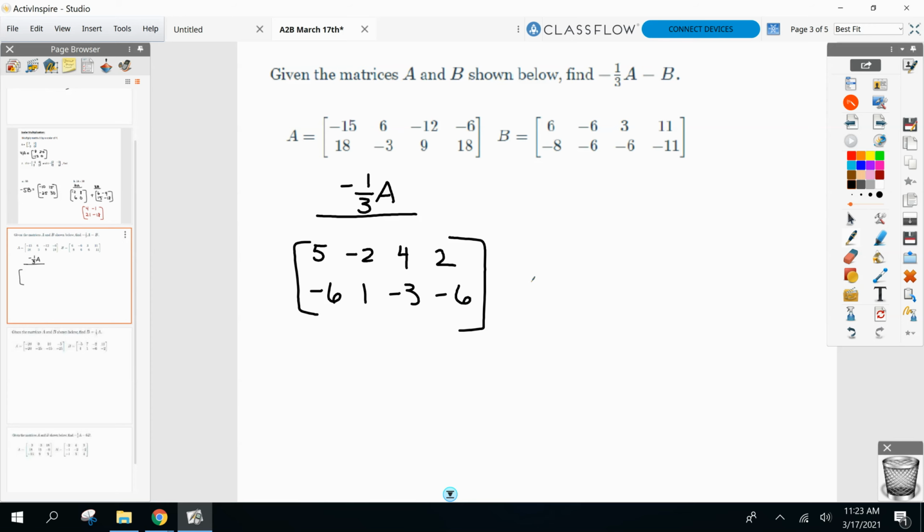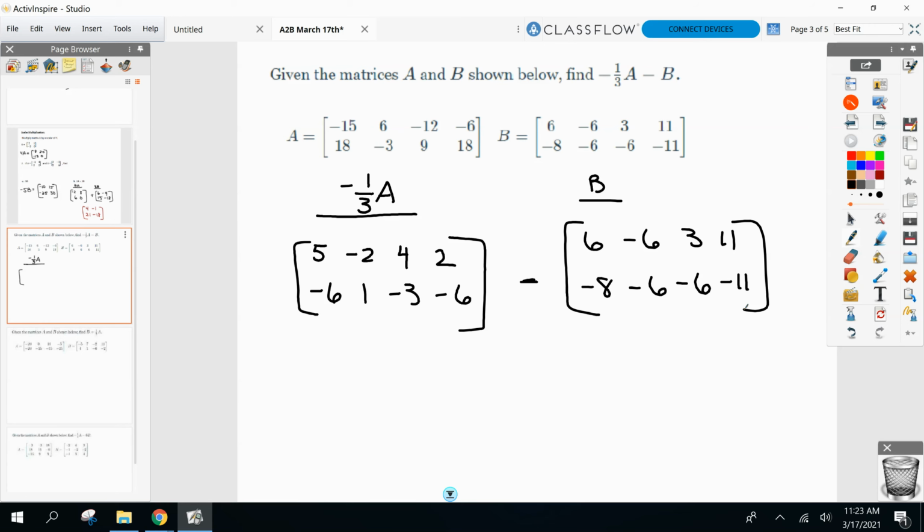And then minus. I just like to rewrite it so they're right next to each other. You don't have to. I just like to rewrite the matrix so I can see them right next to each other. And then go ahead. Watch out for your double negatives when you subtract.